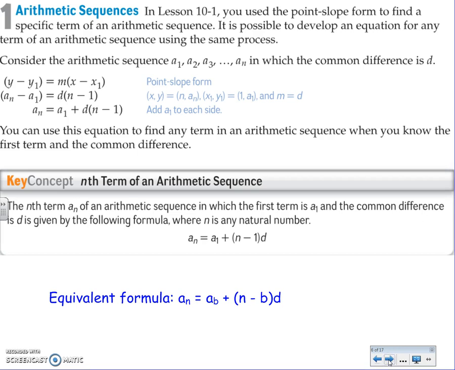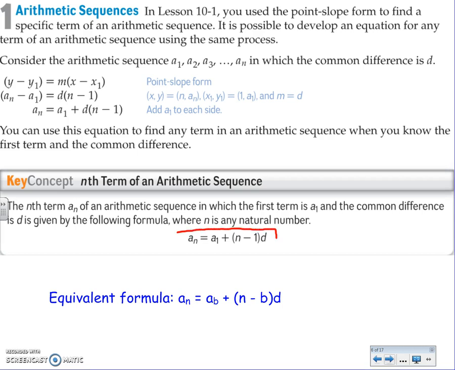So remember in 10-1 we used the point-slope form to find the specific term of the arithmetic sequence because the graph was linear. It is possible to find the explicit equation to find any term in the arithmetic sequence by using the same process. We just use general letters, so instead of x, y, x1, y1, we use a sub 1, a sub 2, a sub 3, and so on. And the common difference is d. So they solved it, and they got this equation right here.